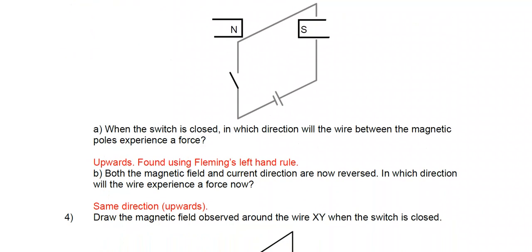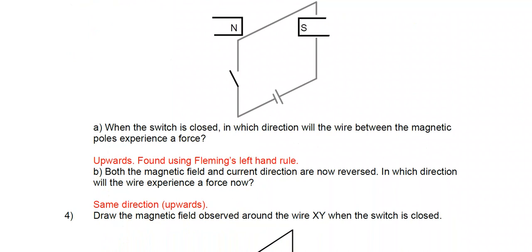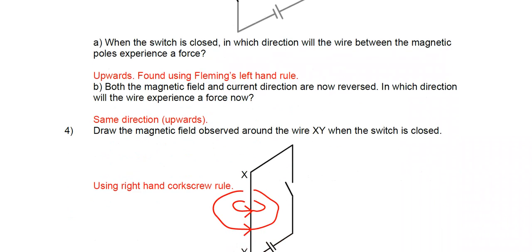Both the magnetic field and the current direction are now reversed. Which direction will the wire experience the force now? Well, it's going to be exactly the same direction. If you change the magnetic field or the current direction, the direction of the force is reversed, but by reversing both of them, we actually end up in just the same direction.